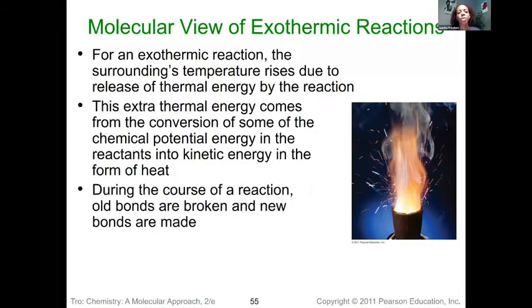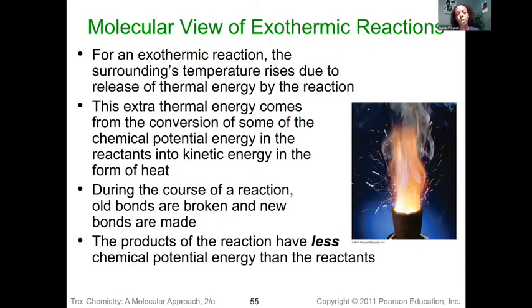So if we take a molecular view of what's happening in these exothermic versus endothermic reactions, again, for an exothermic reaction, the surrounding temperature will rise due to this release in thermal energy by the reaction. This extra thermal energy comes from the conversion of some of the chemical potential energy into kinetic energy. During this process, we have new bonds that are being created and old bonds that are being broken, and the end result is that the products have less potential energy than the reactants. Thus, you're in the deficit, which means you have let go of heat, which means it's an exothermic reaction.